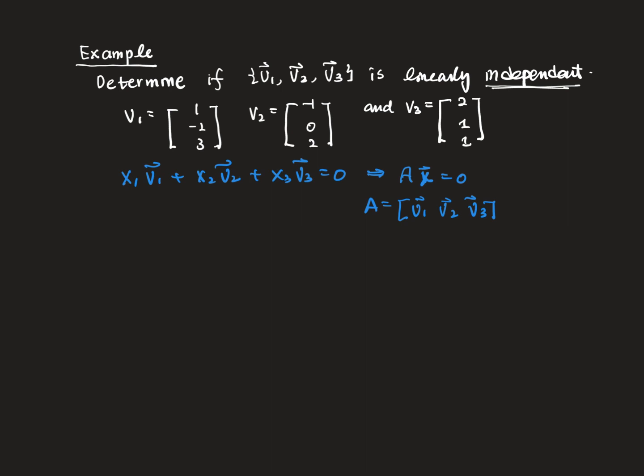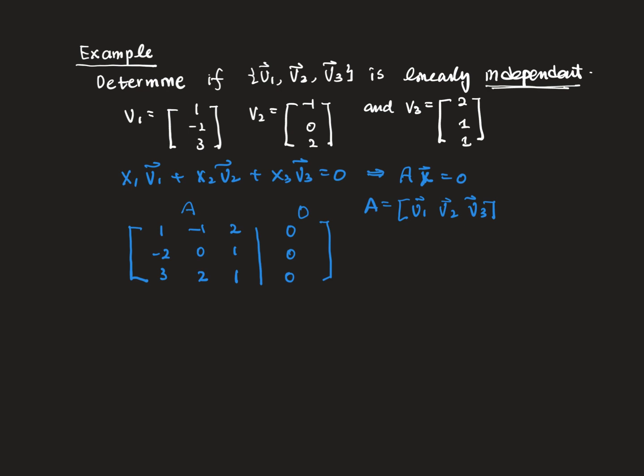Let's write down the augmented matrix. If you remember correctly, this part is the coefficients and this is the constant term, the 0 vector. So first write the augmented matrix: 1, negative 2, 3 is the v1 vector; negative 1, 0, 2 is the v2 vector; 2, 1, 1 is the v3 vector; and here is 0, 0, 0.